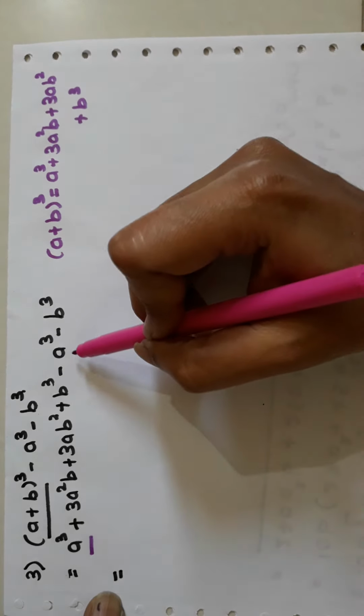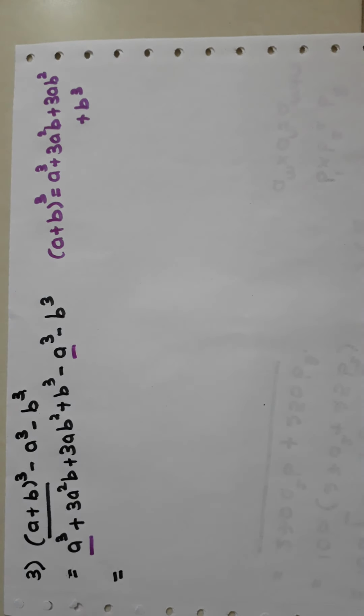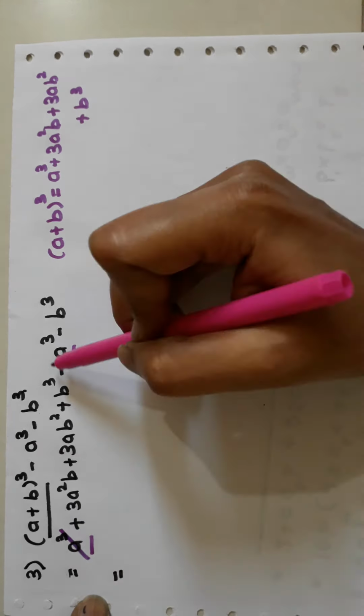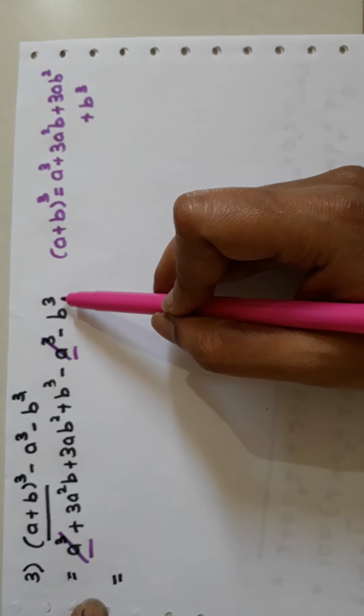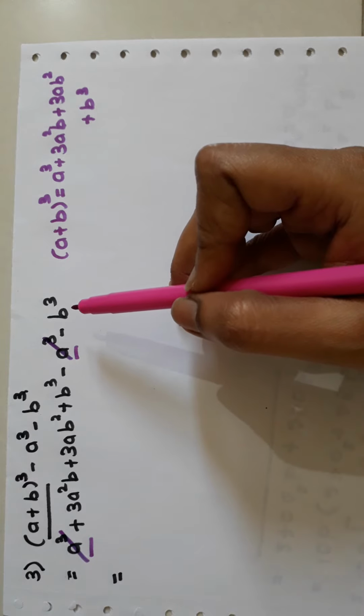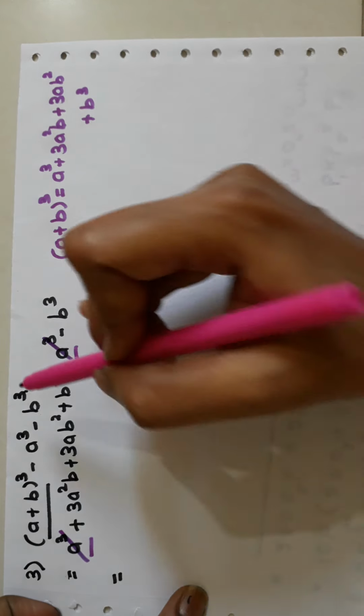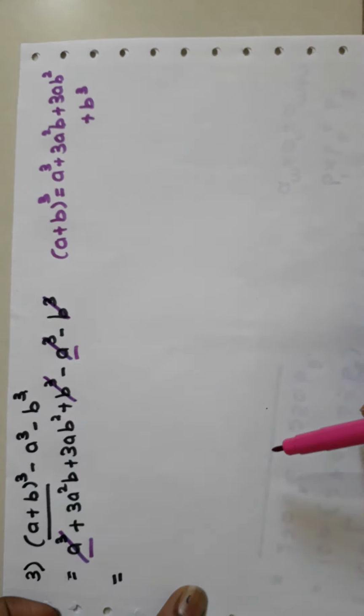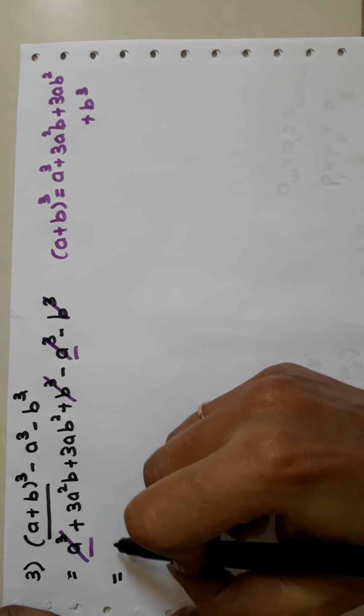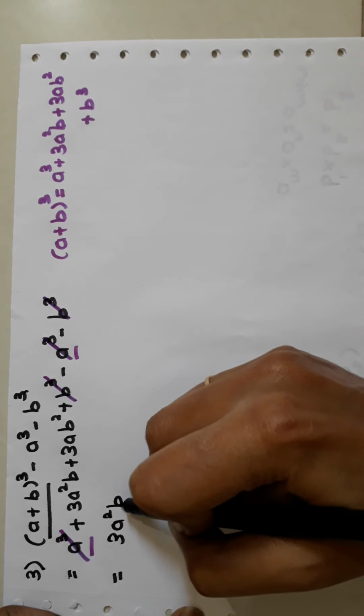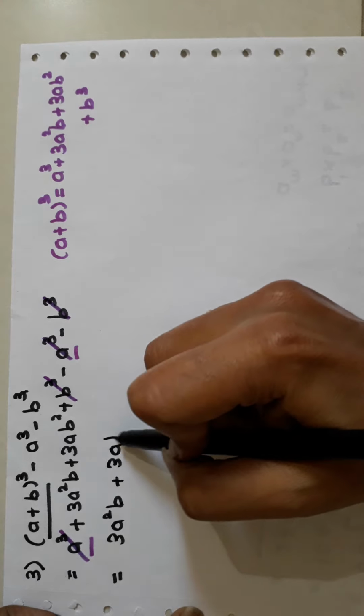A cube and minus a cube are like terms because the variable is the same and the power of the variable is also the same, but both terms have opposite signs, so we can cancel the terms. Similarly, b cube and minus b cube are like terms with opposite signs, so they get cancelled out. So the remaining terms are 3a square b plus 3ab square.